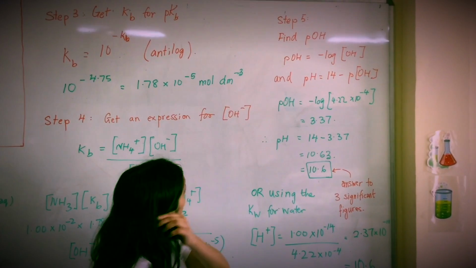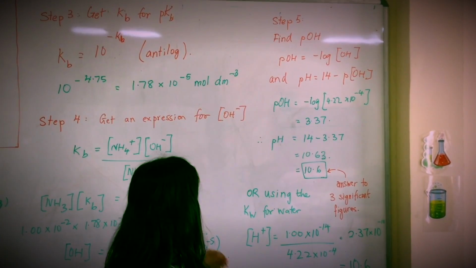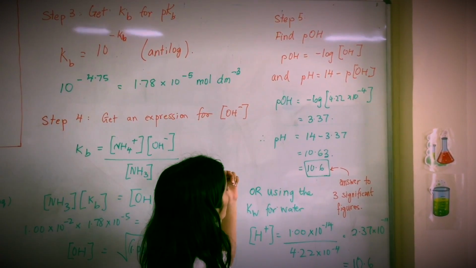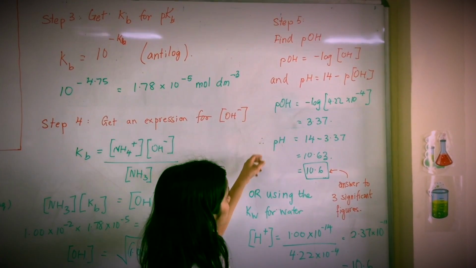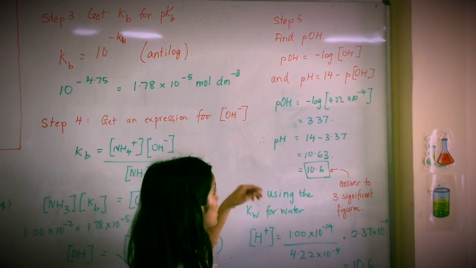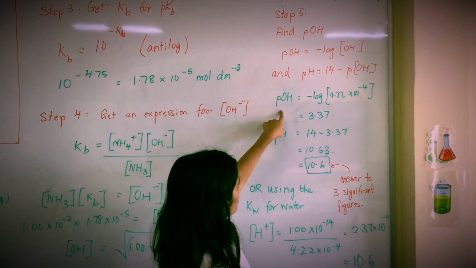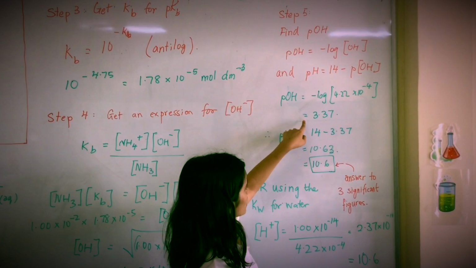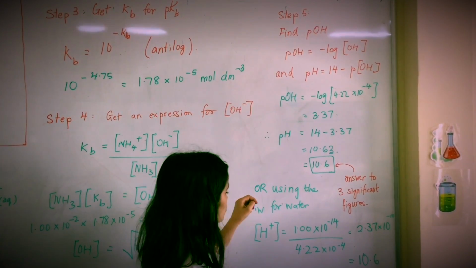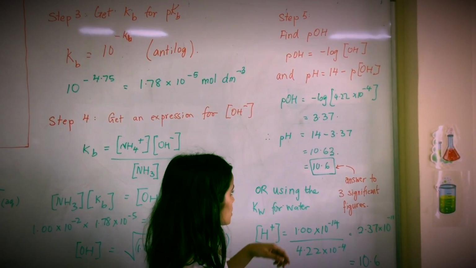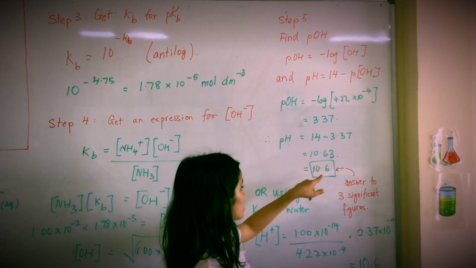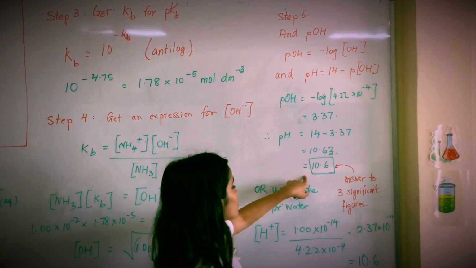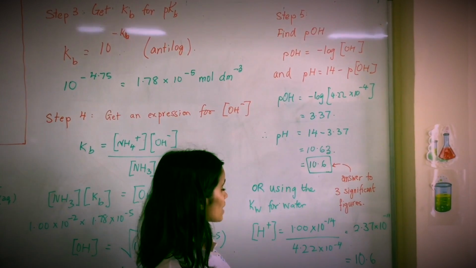Step 5 is finding the pOH, which is the negative log of the OH concentration. After that, we find the pH, which is 14 minus pOH. So when you do those steps, you find a pOH of 3.37, and a pH of 14 minus 3.37, which is 10.63, which when rounded off to 3 significant figures, again, very important step, gives you 10.6.